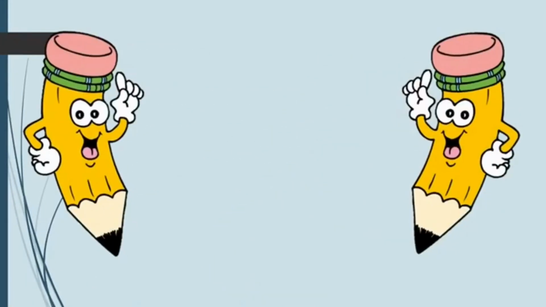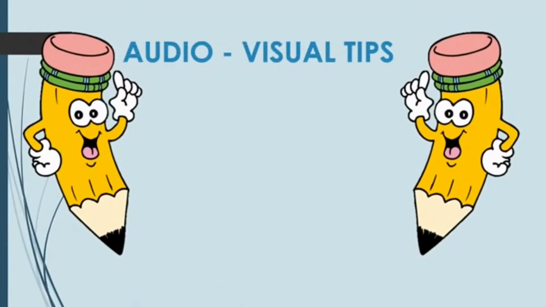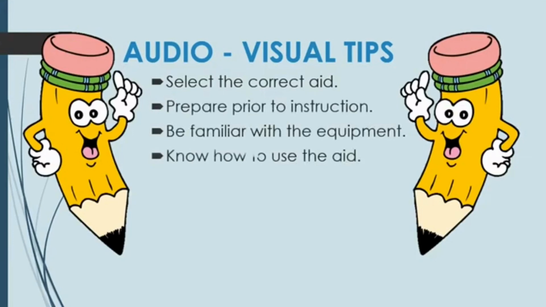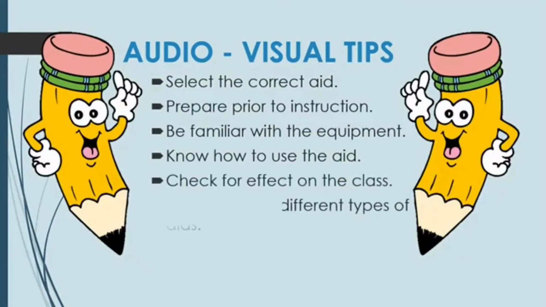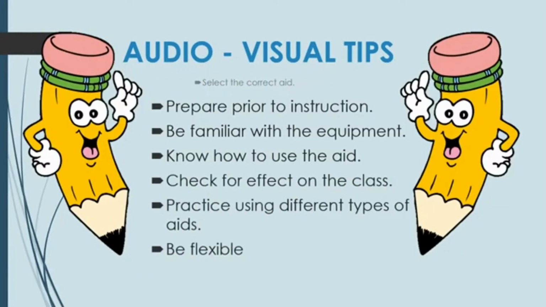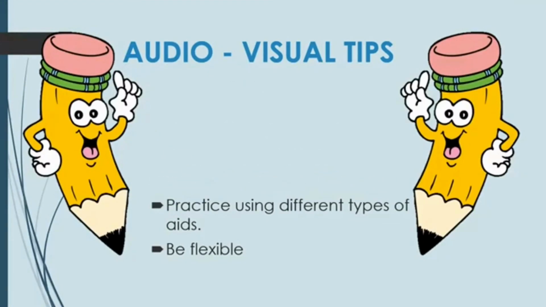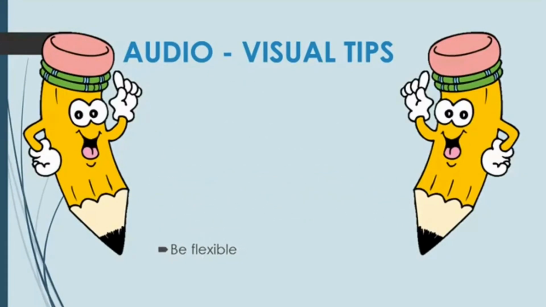And of course, for the audiovisual tips: select the correct aid, prepare prior to the instruction, be familiar with the equipment, know how to use the aid, and make sure all the students can see and hear the aid clearly. Check for the effect on the class. Practice using different types of aids. Be flexible. Select an audiovisual aid that is appropriate for teaching the training. And of course, the objectives.